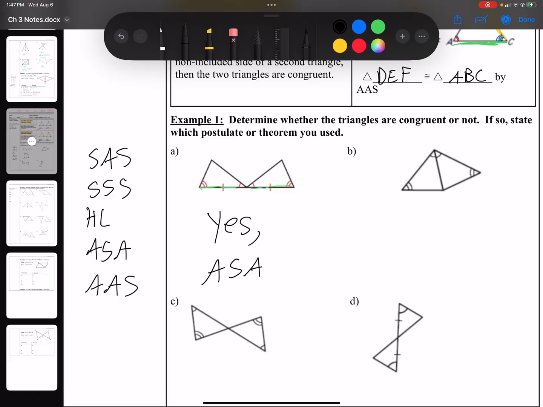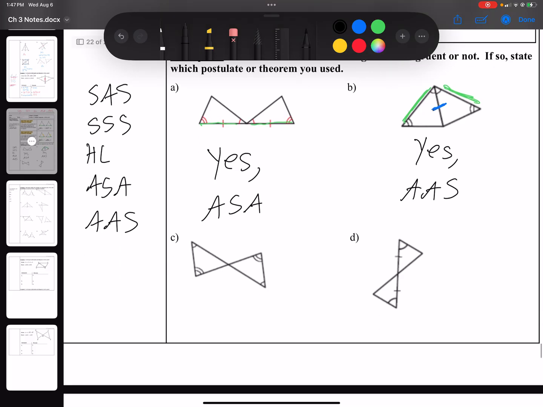B, they share a side, so I can say that side equals itself. They have two pairs of equal angles. The side that connects them is not equal, but the corresponding side shared by them is congruent. So that is going to be yes by angle, angle, side congruence.